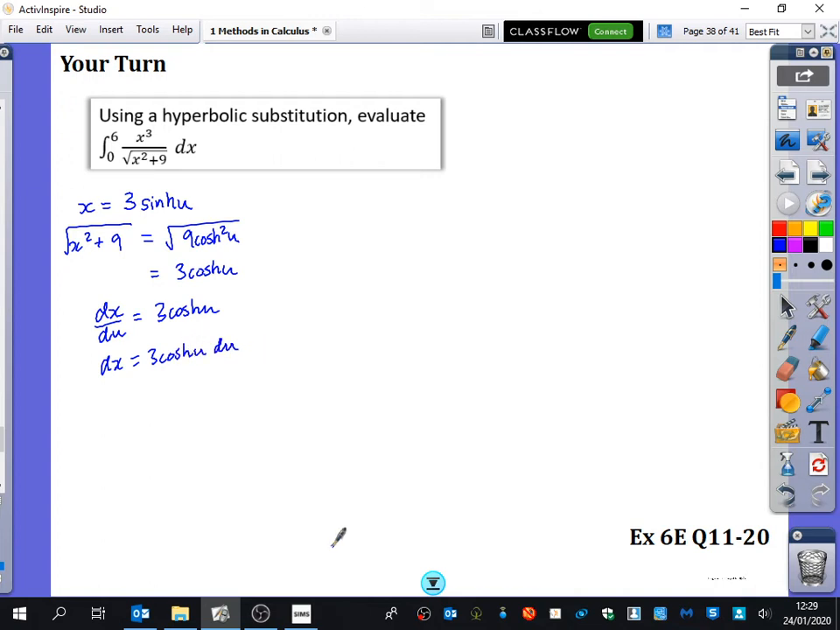And what's x by itself? It's 3 sinh u. And we're also going to, in a second, need to change what the limits are as well. So if the x limits are 0 and 6, we get the u limits. If x is 0, what is the value of u? 0. And if x is 6, what's the value of u? arcsinh 2.